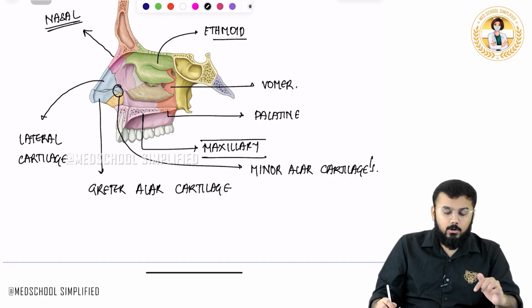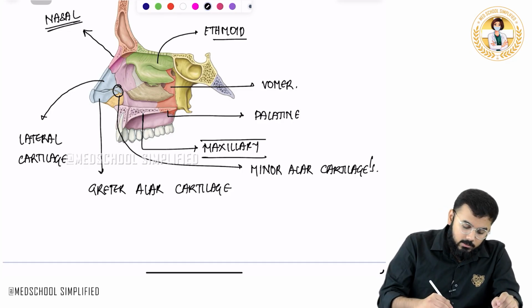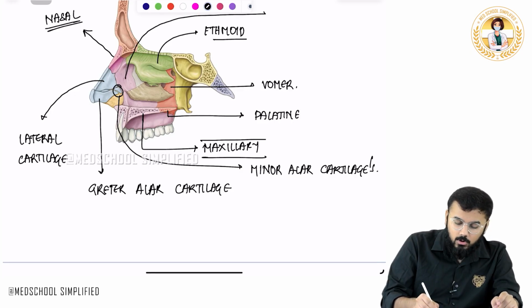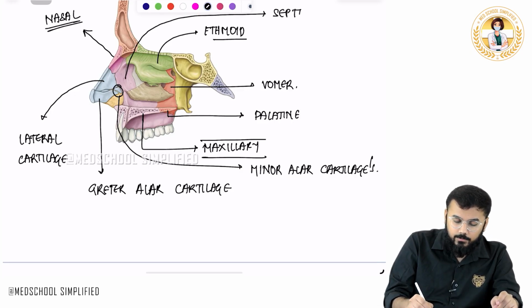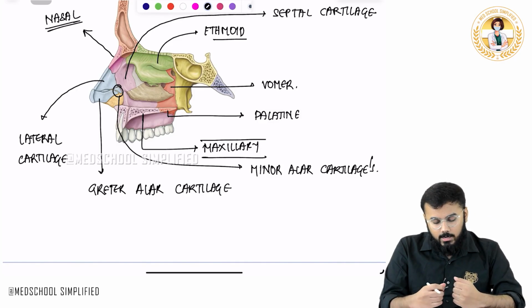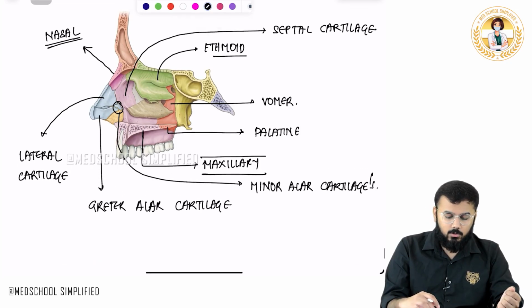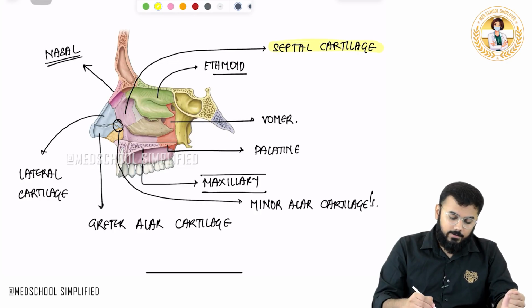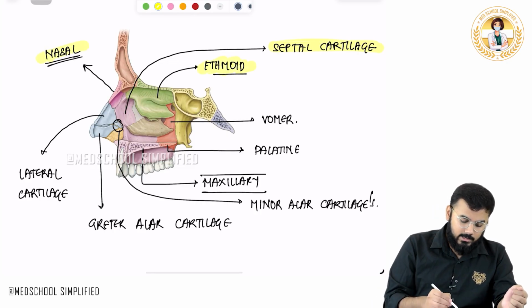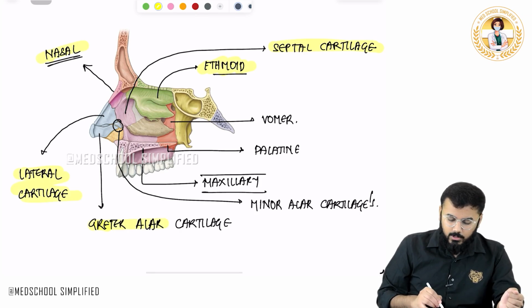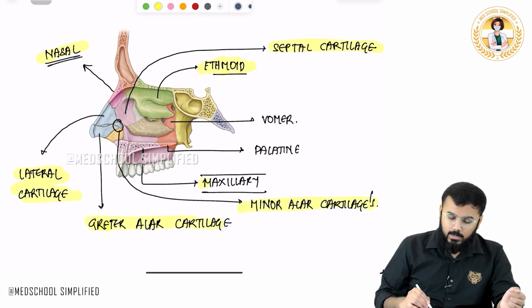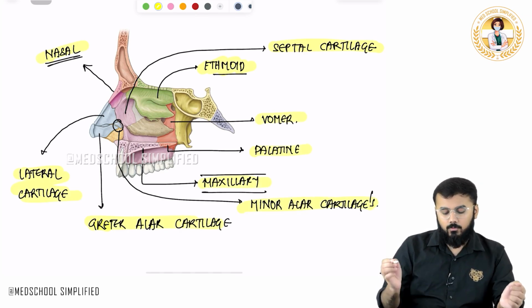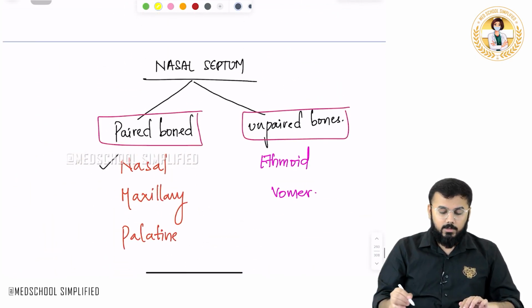So you can look at these structures, right? And what is this pinkish thing over here? This is called your septal cartilage. So what are the different structures you can see over here? One is the septal cartilage. Next we have the ethmoid bone, nasal bone, lateral cartilage, greater alar cartilage, minor alar cartilage, maxillary bone, palatine bone and vomer. These are the structures forming the nasal septum.